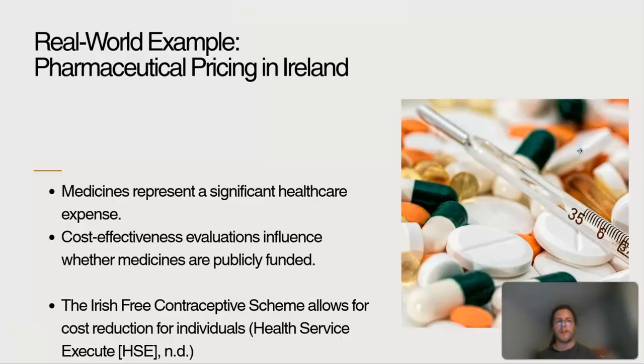A real-world example of this can be seen with pharmaceutical pricing in Ireland. Medicines represent a significant healthcare expense, and cost-effectiveness evaluations influence whether medicines are publicly funded. This is an example of how governments can reduce the cost of certain interventions for those who can normally not afford it. In Ireland, the free contraceptive scheme allows for cost reduction for individuals seeking contraceptives.